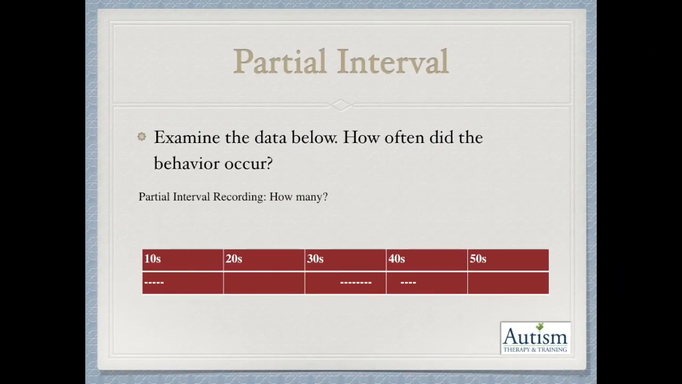Look at the next slide and notice the intervals are 10 seconds long. You also want to notice that in the first interval, the behavior occurred near the beginning. In the 30-second interval, the behavior occurred near the end. How many times did the behavior occur during this observation period? The correct answer is 3 occurrences. It occurred during the 10-second, 30-second, and 40-second interval.